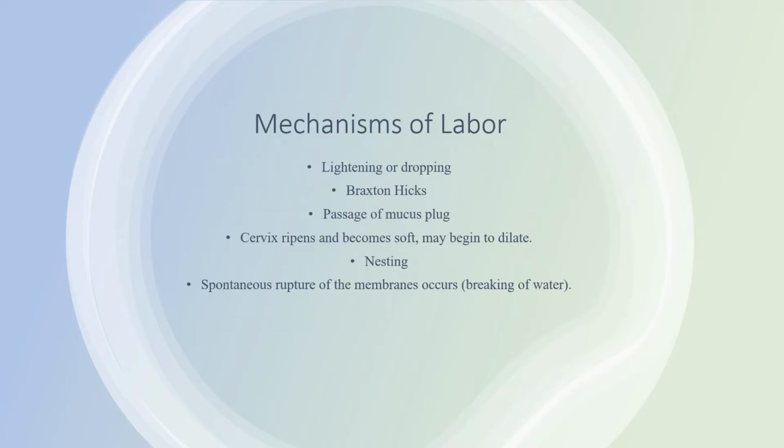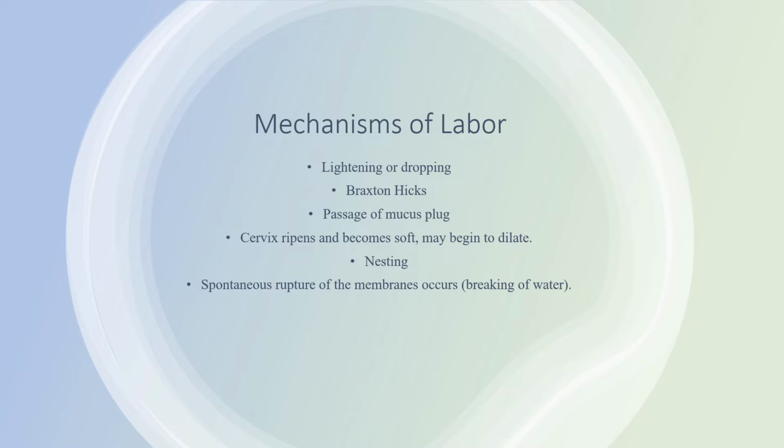So, mechanism of labor, there are different terms here. We've got lightning or dropping. That's also known as engagement. It's when the fetus descends into the pelvis, usually about 2 weeks before birth. You'll sometimes notice a pregnant woman carrying lower, and that means the lightning or dropping has occurred. When you get closer to labor, Braxton Hicks contractions increase.